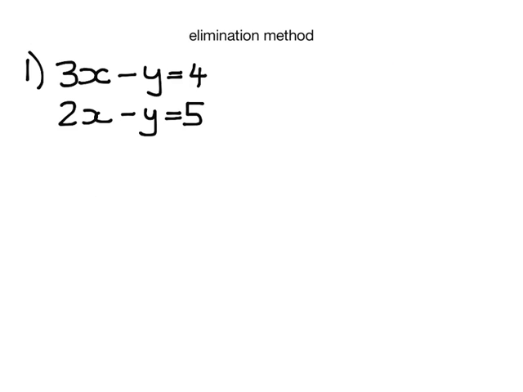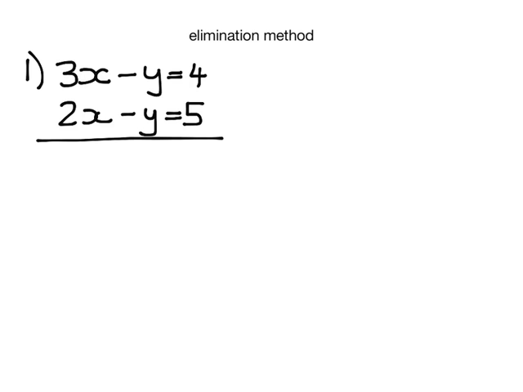Now in this case we're going to use the elimination method. First thing is that the other method, the substitution method, will also work. But in some cases the elimination method is easier. So what you do is you draw a line. And what you want to do is you want to change the second equation so that when you add the two together, the one disappears.